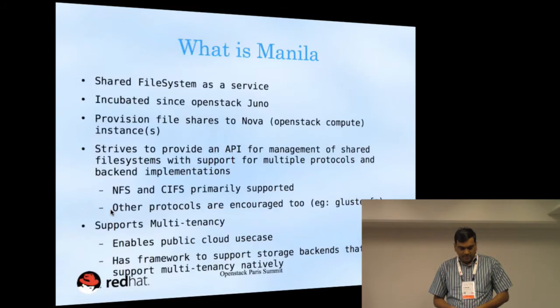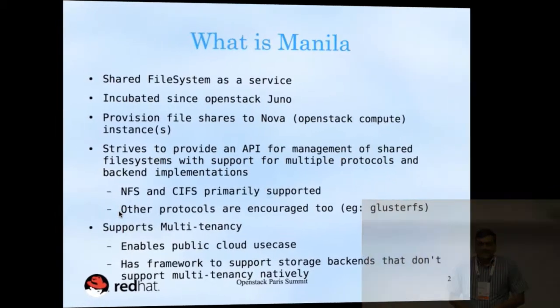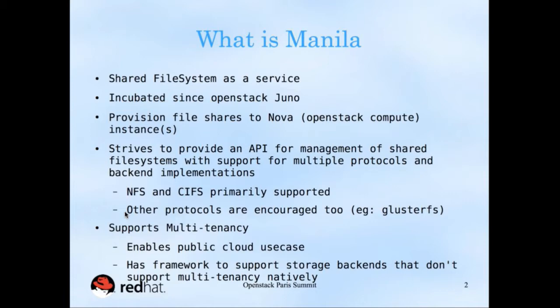So let's start with the basics. What's Manila? Manila is a shared file system as a service. It got incubated since the OpenStack Juno release. The goal is to provide file shares to Nova instances, and the Manila API strives to provide a management of shared file systems with support for multiple protocols and backend implementations.